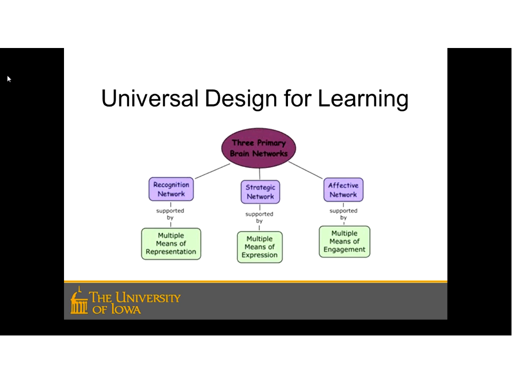Universal design for learning comes out of some brain research that was done at the Center for Applied Special Technology out of Harvard. What this looked at was three primary brain networks in learning: the recognition network, the strategic network, and the affective network. And what they saw, when they looked at these networks for different individuals, is that different people's networks work a little differently.